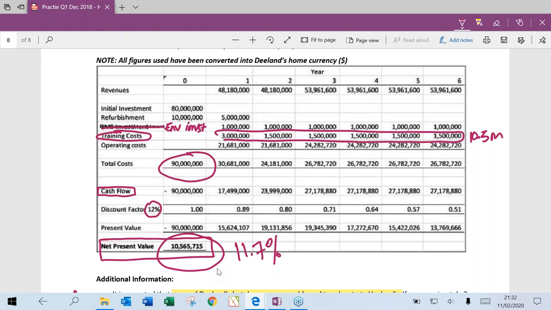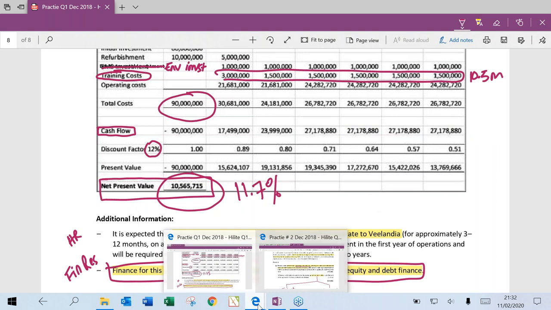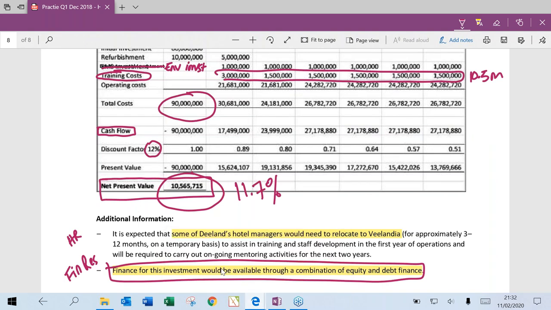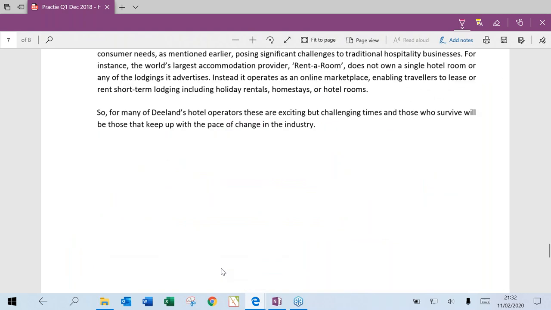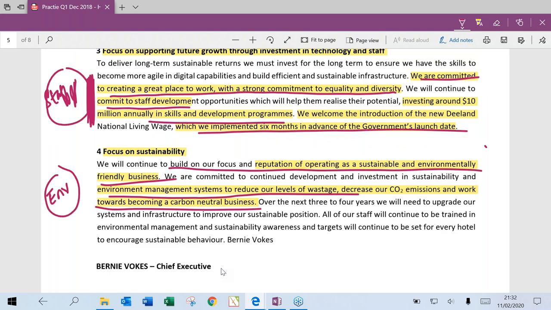Okay. Similarly, for the environmental thing, where can we find environmental information? Again, we go back to the CEO's statement. My referencing is helping me, you see. And we will pick up sentences from here that we will continue to focus our efforts and reputation for operating a sustainable and environmentally friendly business. We are committed to develop and invest in sustainability and environmental management systems to reduce our levels of wastage.